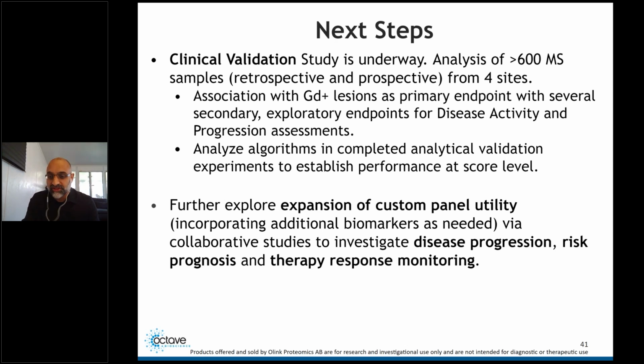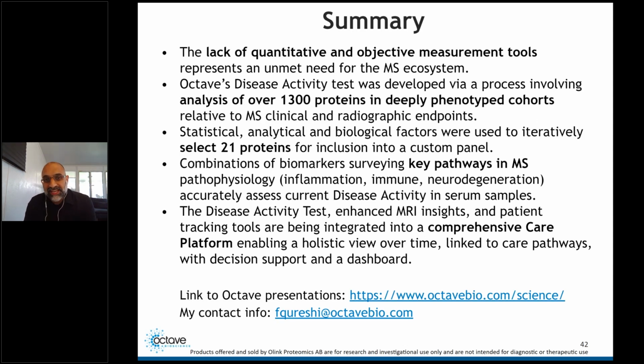So in summary, the lack of quantitative and objective measurement tools represents an unmet need for the MS ecosystem. The disease activity test was developed via a process that involved analysis of over 1,300 proteins in deeply phenotyped cohorts, and we did that relative to several clinical and radiographic endpoints. We used statistical, analytical, and biological factors to iteratively select 21 proteins for inclusion onto our custom panel.